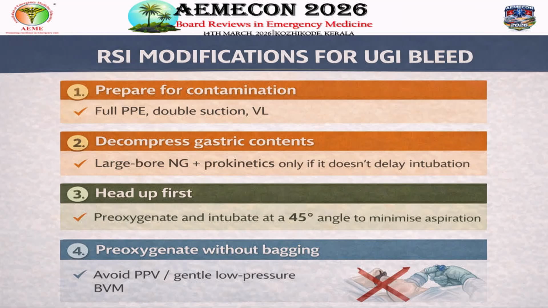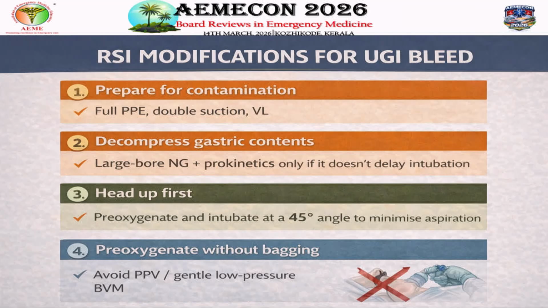Okay. And coming to RSI modifications in UGI bleed. This is a very frequent thing where we will be facing challenges. I think we should discuss here. So prepare for contamination, full PPE, double suction, better to use video laryngoscopy, and then decompression of gastric contents. If you have enough time, put NG tube. If you are not having time, then you can directly proceed. And prokinetics can be given if you are having time.